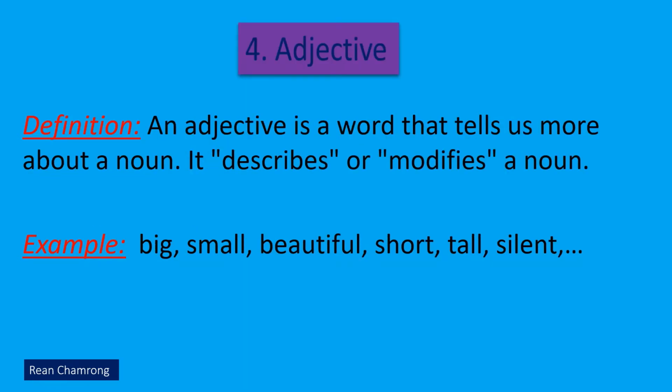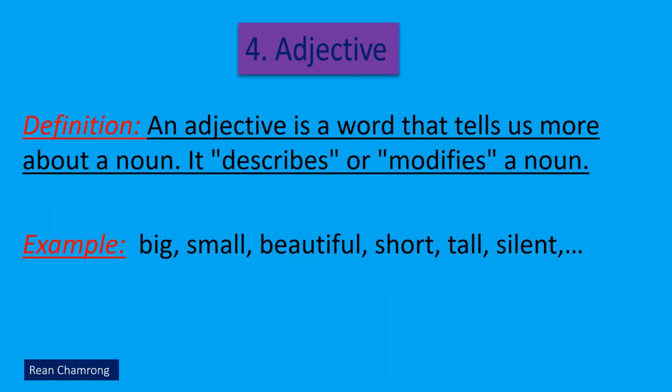Number 4 is adjective. So what is an adjective? An adjective is a word that tells us more about a noun. It describes or modifies a noun. Yes. Again, an adjective is a word that tells us more about a noun. It describes or modifies a noun.